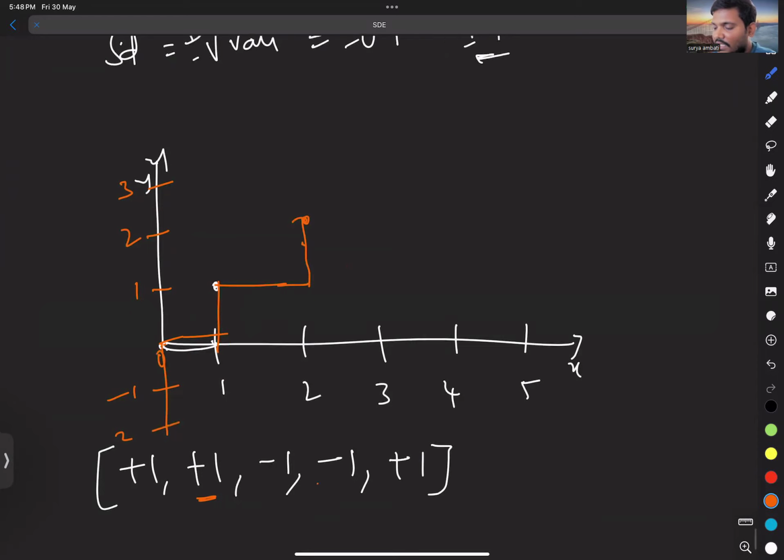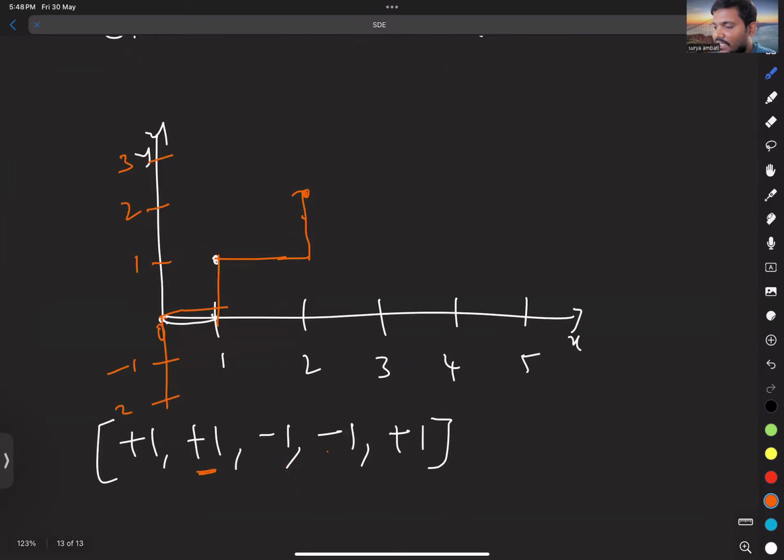Here we reached, and now he took -1 step, which means he came back to here. Then in the fourth step, again he took -1, and finally in the fifth step he moved back to +1. So after 5 steps, he landed here, from this position to this position.